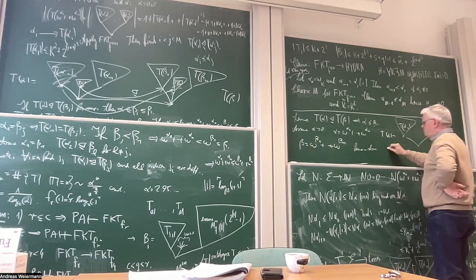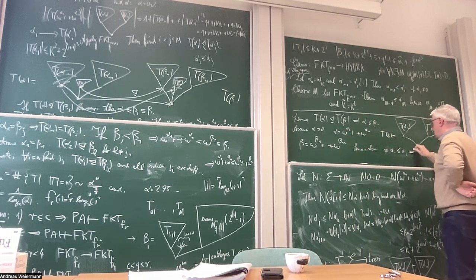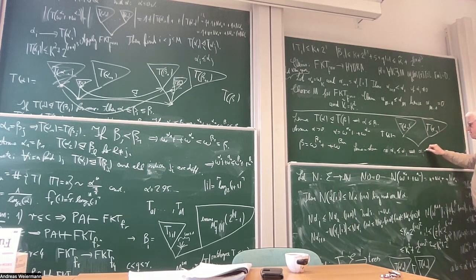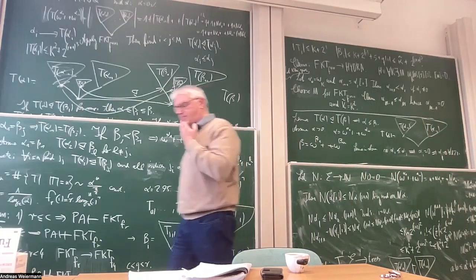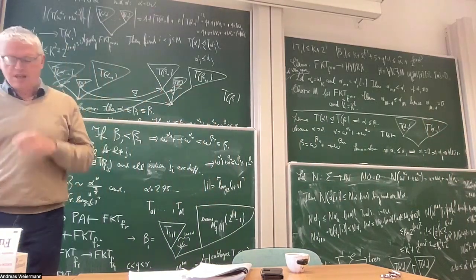And then let's say alpha i is less than or equal to alpha j. This implies that alpha i is 0. It implies that all others are also 0. So the hierarchy is shown. Termination of the hierarchy is shown.